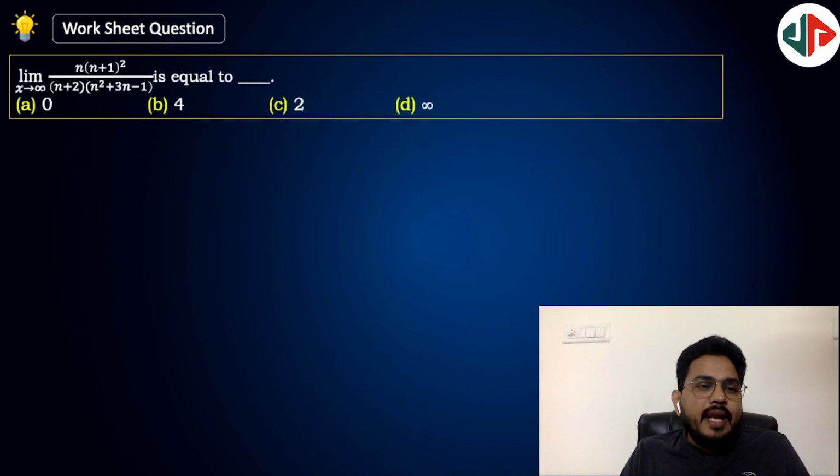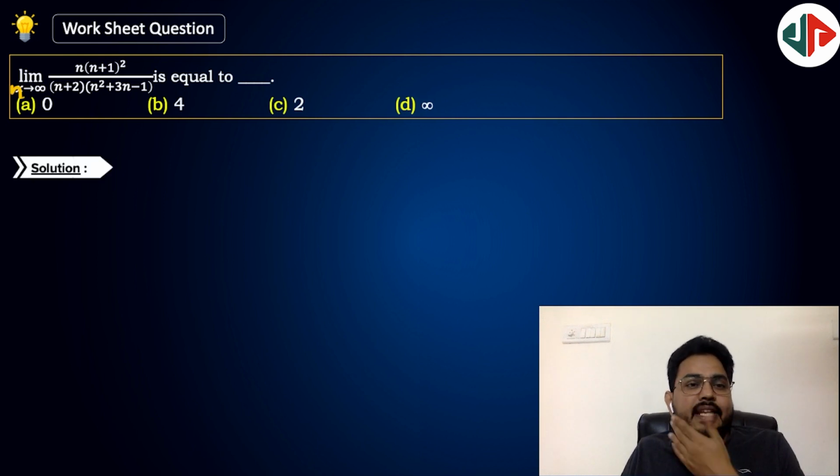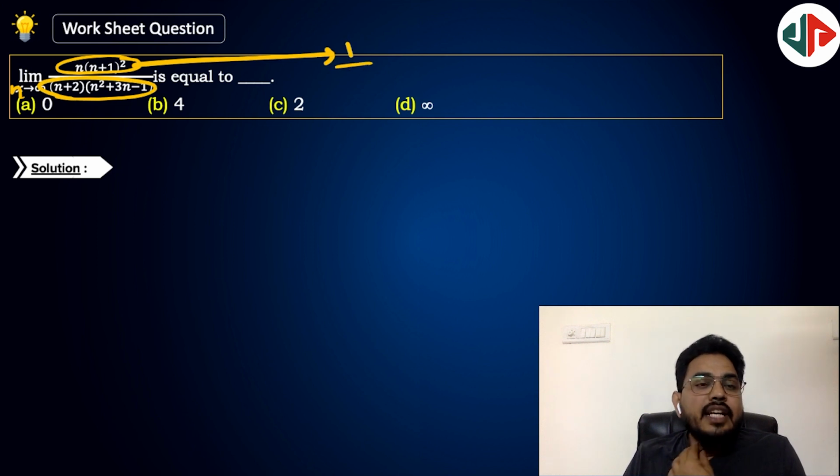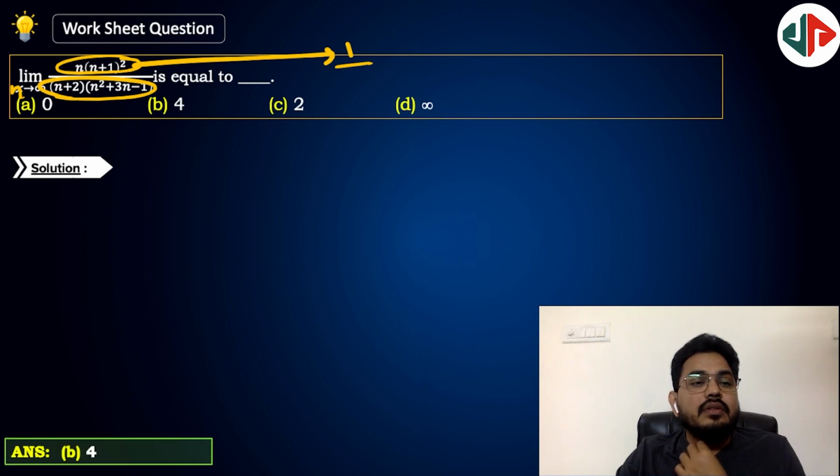I think this should be n tending to infinity. Okay. So limit n tending to infinity, what is this? Numerator is a third degree polynomial. Denominator is also a third degree polynomial. So the highest coefficient here, n cube is 1, and in the denominator also n cube is there. What is the n cube coefficient? n cube coefficient is 1 only.